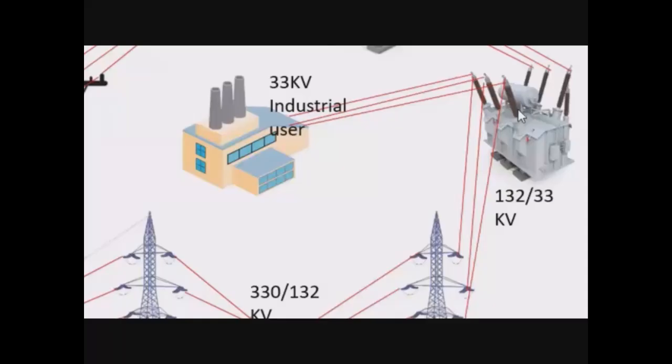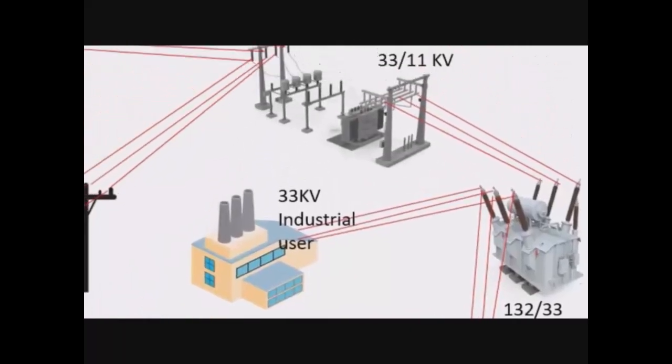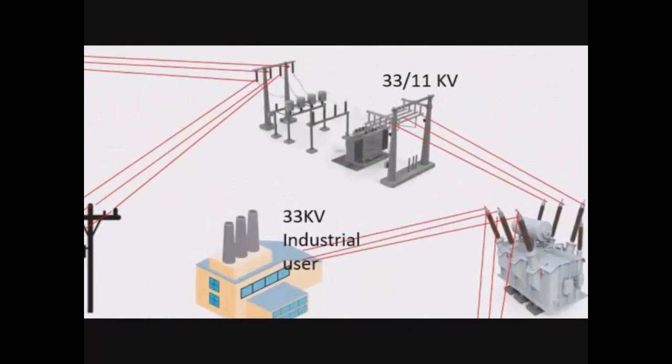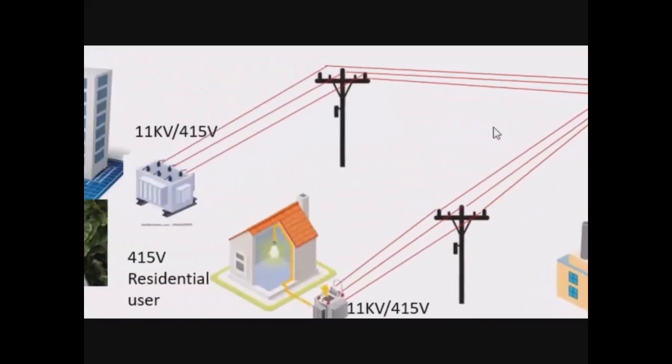Now, as it goes to the 33 to 11 kV injection substation, it is further stepped down from 33 kV to 11 kV. So it is that 11 kV that is distributed, okay, where it is further stepped down to 415 volts phase to phase and 220 volts phase and neutral that will be used by various loads.